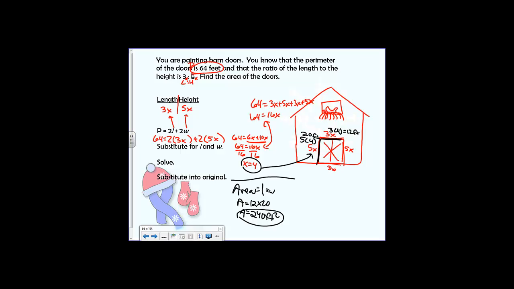So we could take that and figure out how many gallons of paint I need to paint my barn doors. Rather than going to the store, buying 1 gallon, saying, hey, do I have enough? Oh, not quite. I need to go back and get another gallon. Oh, I still don't have enough. I'm going to make another trip to the store and buy another gallon.